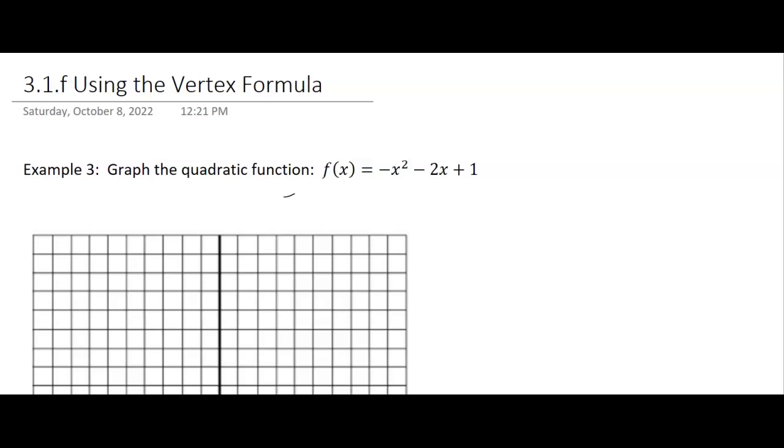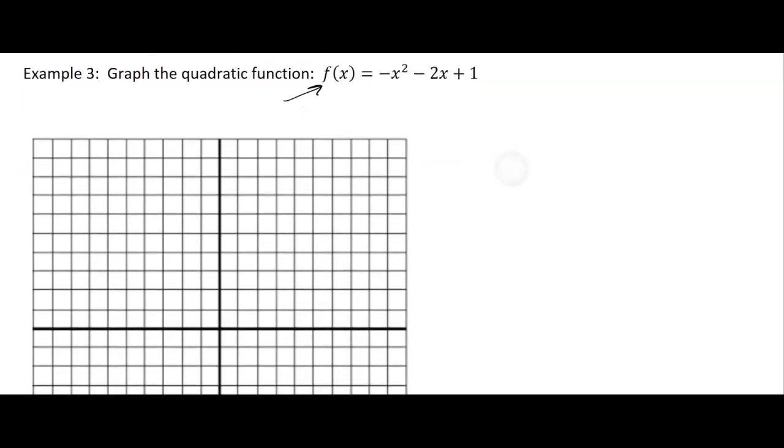So now we're going to graph a function and it's not in the vertex form. So we're going to have to use the vertex formula to find the vertex. But we're going to follow the same steps that we've used to graph a quadratic function before. First of all, is it right side up or upside down?